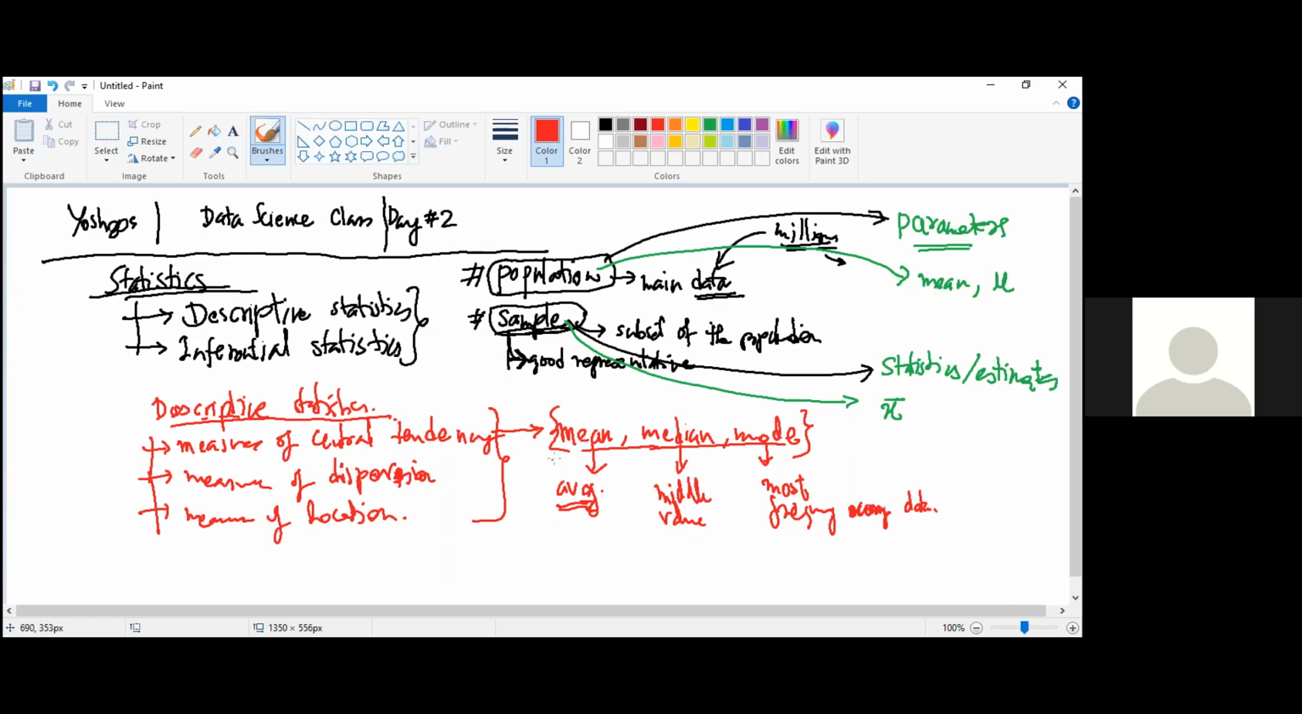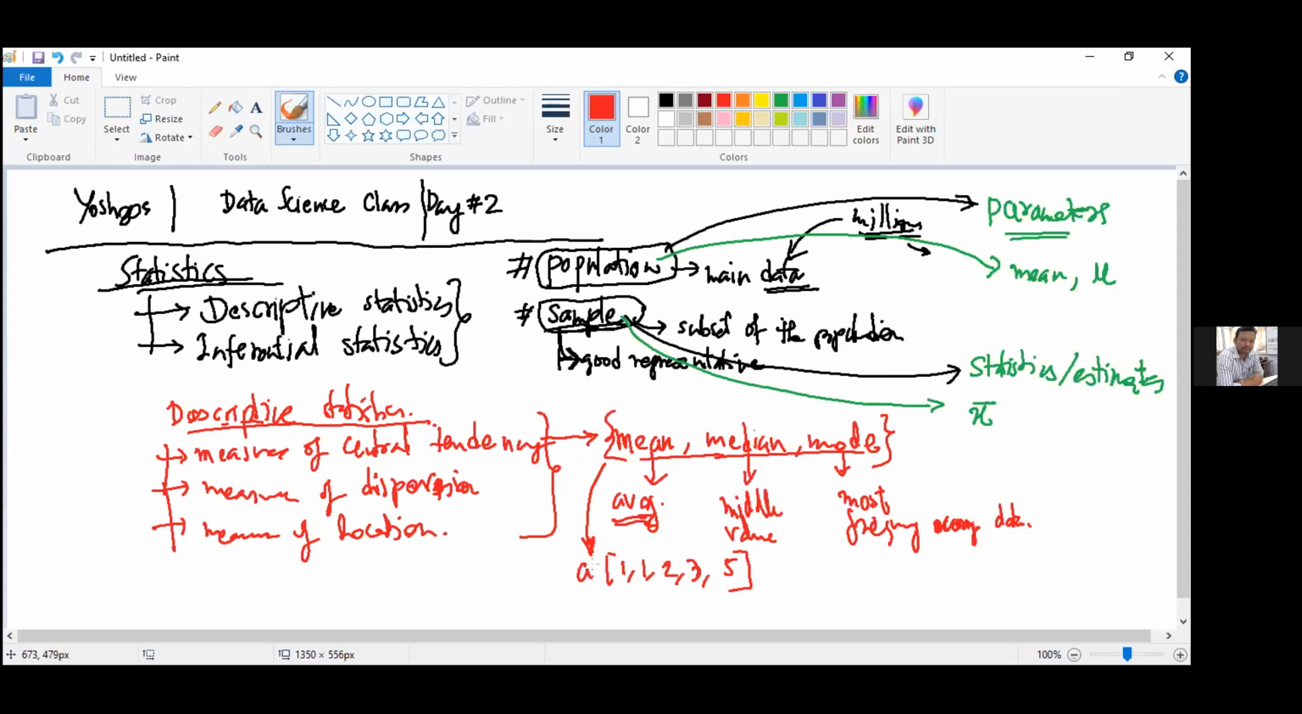So mean, median, and mode, these are three major measures of central tendency. Let us look at one important note. Suppose I have this data: 1, 1, 2, 3, 5. Let us make it simple.